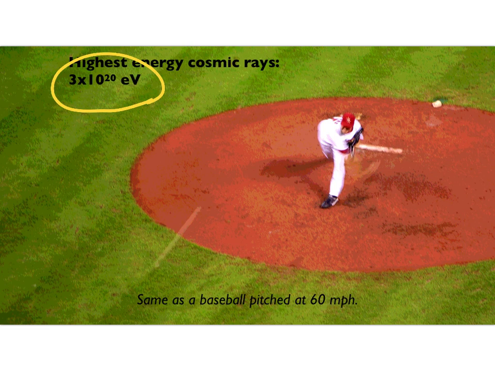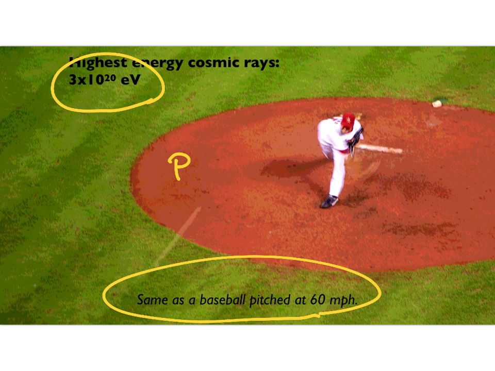Think about this. The highest energy cosmic rays are probably protons. So I have an individual proton that has as much kinetic energy as a baseball pitched at 60 miles per hour. When that proton hit you, it could knock you over backwards. That's kind of nuts. Actually, it would just punch a hole through you. But in principle, if it transferred its momentum to you, it could knock you over backwards. Nuts, nuts, nuts.